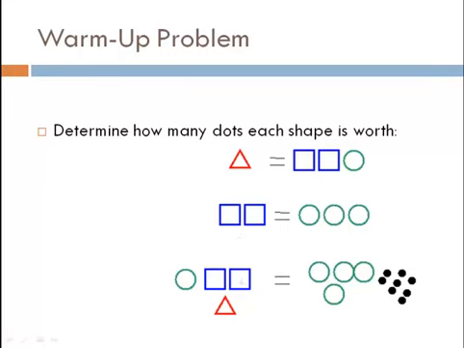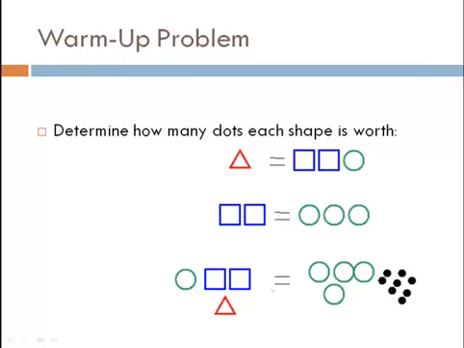Here are a couple different equations where we've got different shapes equal to different shapes, and my goal is to figure out how many dots each of those shapes is worth. So if a circle and two squares and a triangle has the same value as 4 circles and 1, 2, 3, 4, 5, 6, 7, 8 dots, well, how much is a square or a triangle worth?